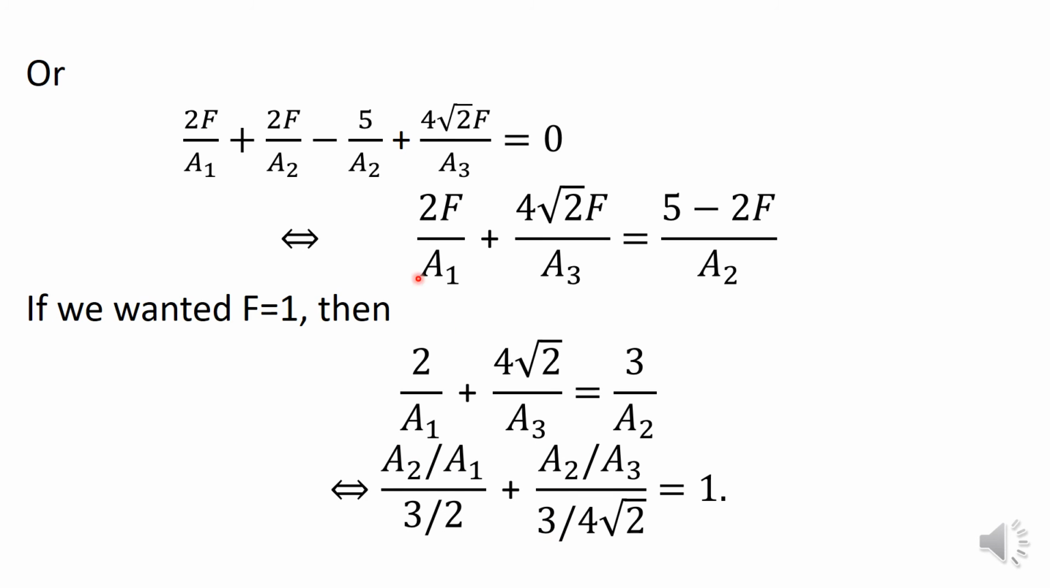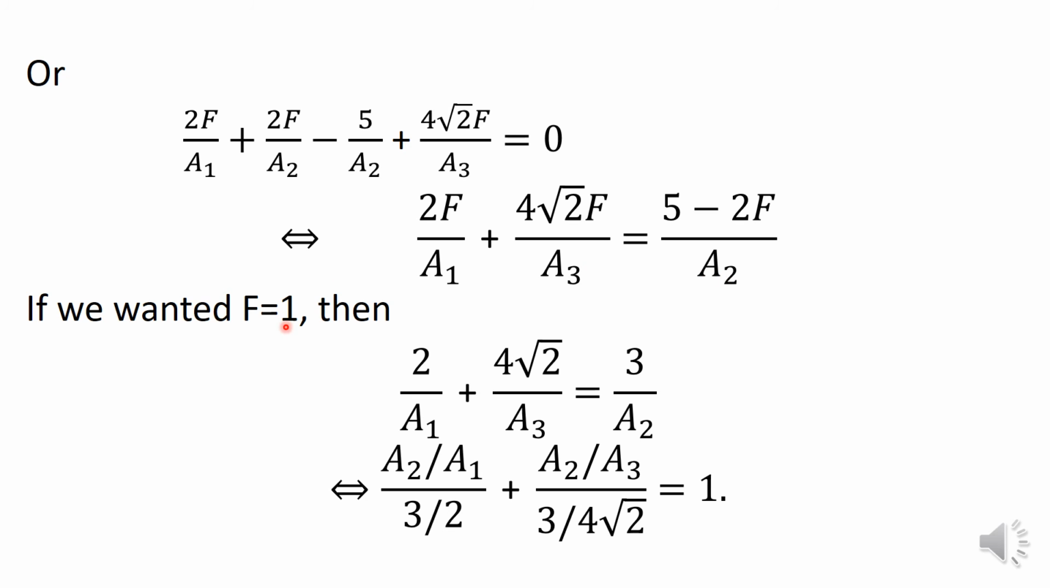Alright, so I've brought this across from the previous slide. I've carried over the 4 root 2F over A3 here. I still have these two terms in A2. What I will do is put these terms in A2 on the right hand side, so it becomes 2F over A1, this over A3, this over A2.